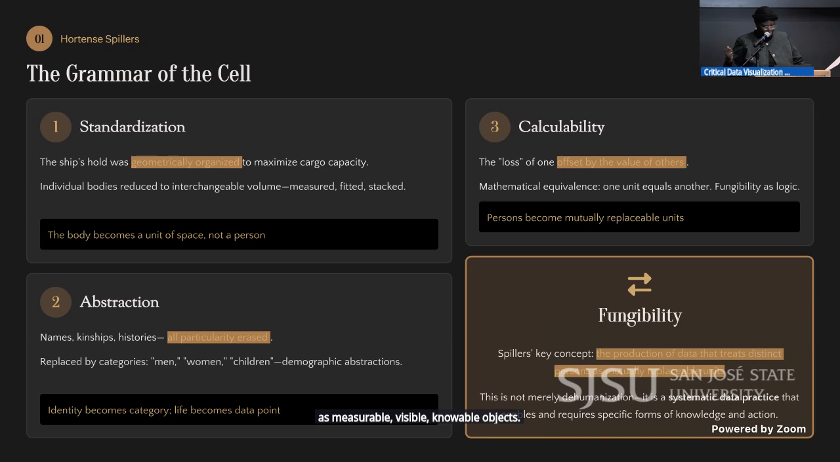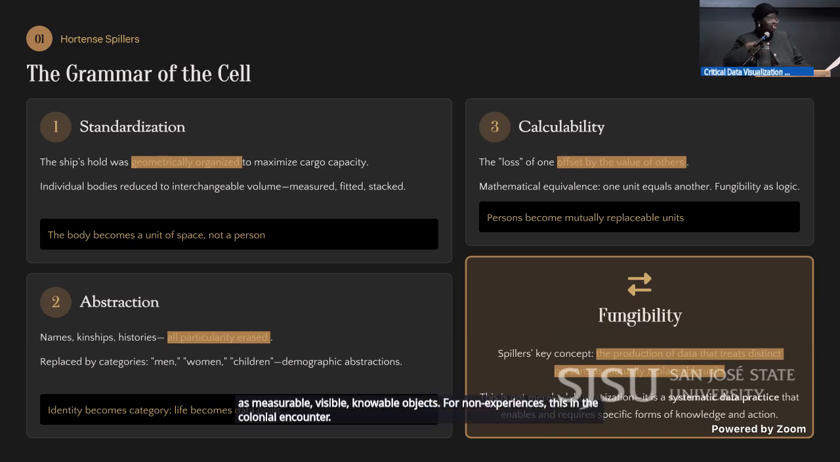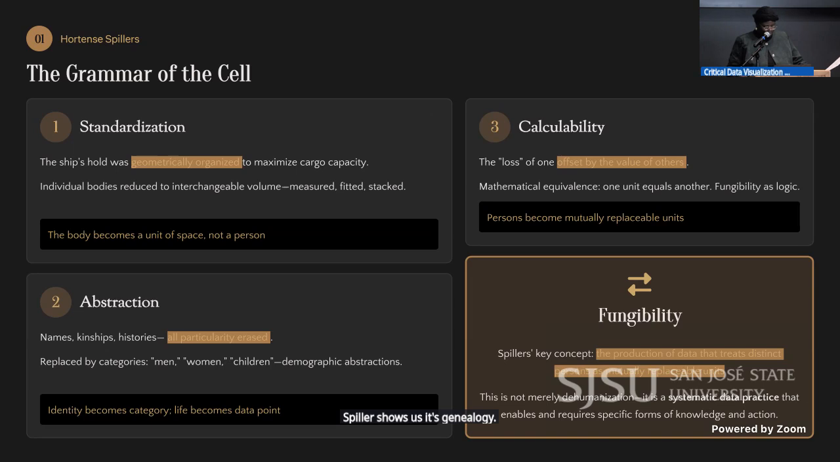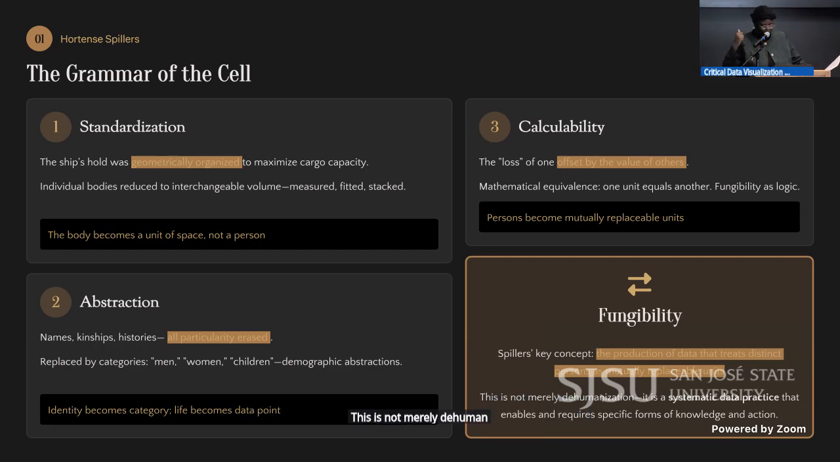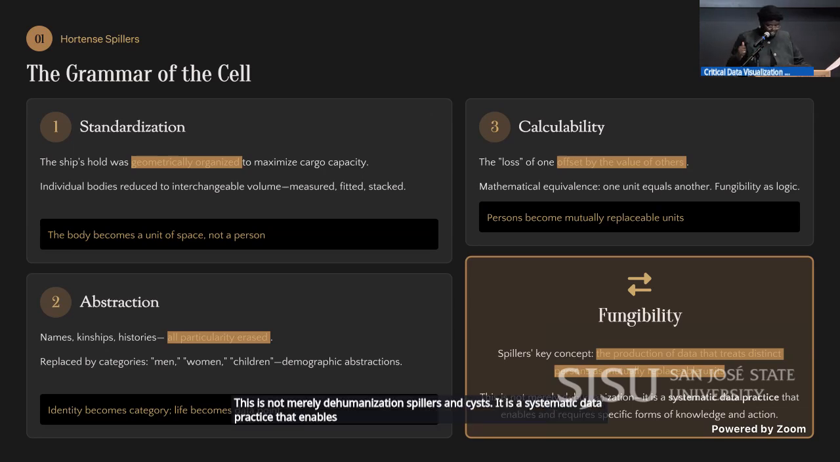Fanon experiences this in the colonial encounter. Spillers shows us its genealogy. The child who points at Fanon is activating a grammar invented in that hold. This is not merely dehumanization, Spillers insists. It is a systematic data practice that requires specific forms of knowledge and governance.